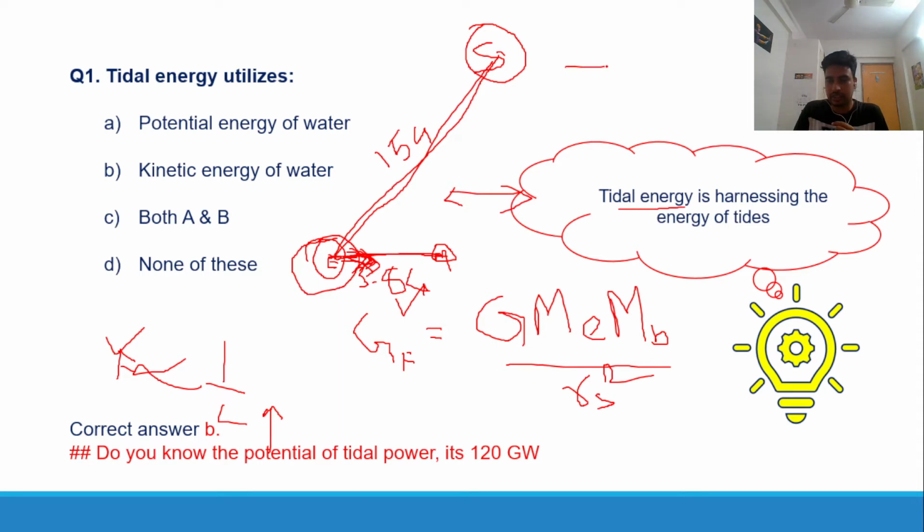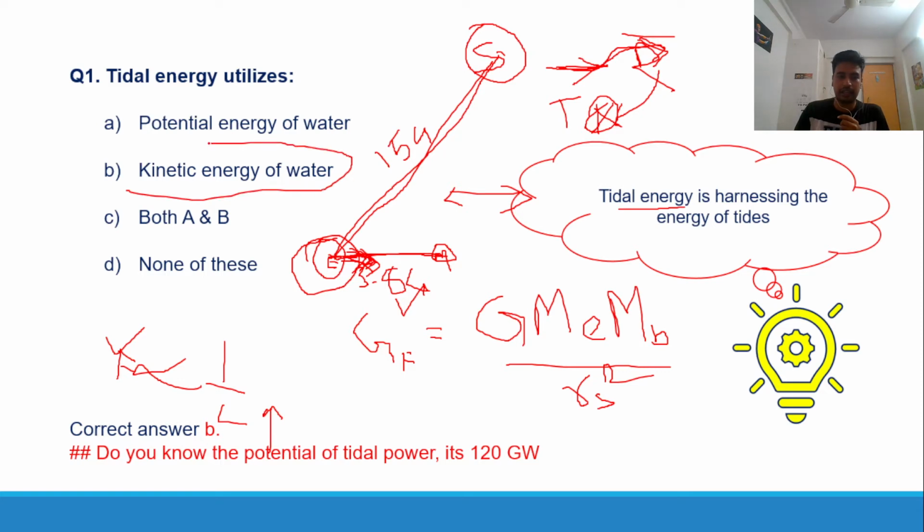There are some setups here. This is a reservoir, this is the sea level. So when there are tides, the level increases and the water is stored in the reservoir. So what happens? The kinetic energy actually helps in getting the water into the reservoir, and then it flows back through a turbine. Okay, so that's how it happens. So tidal energy basically utilizes the kinetic energy of water to harness it.